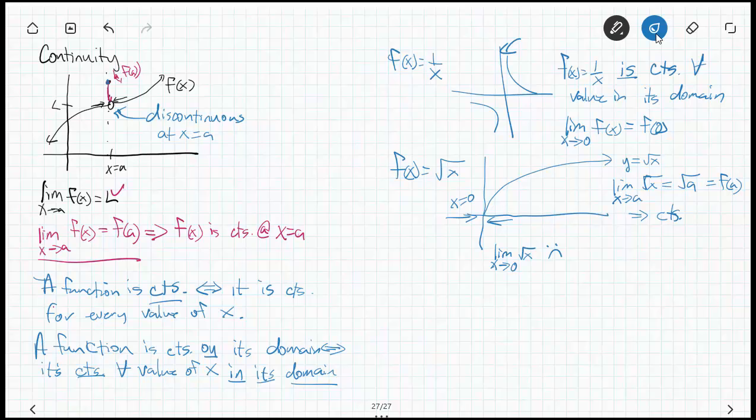Well, your spidey sense is probably tingling. You're probably saying, but Ripley, can't we take the limit as x approaches 0 from the positive side of the square root of x, right? I'm sorry, positive side of 0 of the square root of x, and this equals the square root of 0, yay, which is equal to f of 0. Exactly. That is exactly correct.